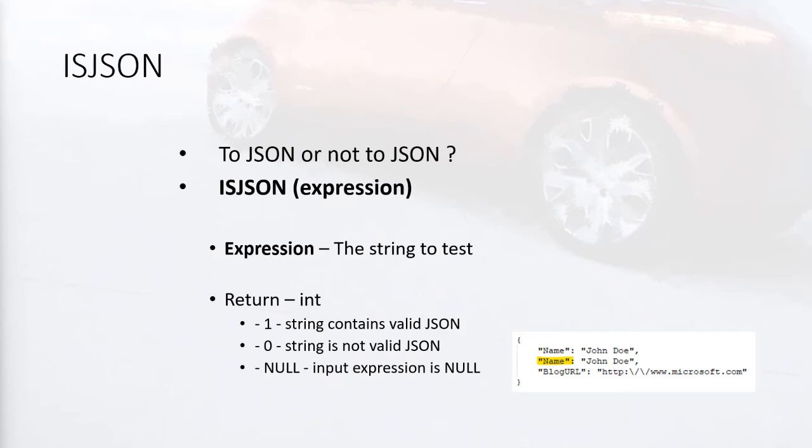But ISJSON does not check the uniqueness of keys at the same level. So notice in this example on the right side of the screen, we have two names. And if you run this ISJSON, you will get 1. So it's a valid JSON document to SQL Server.